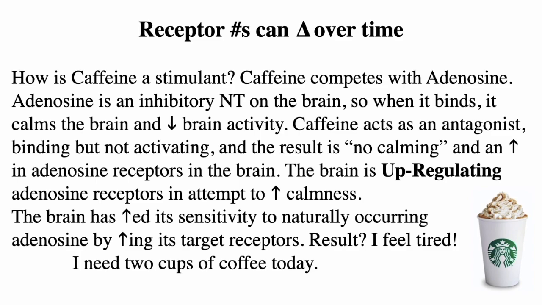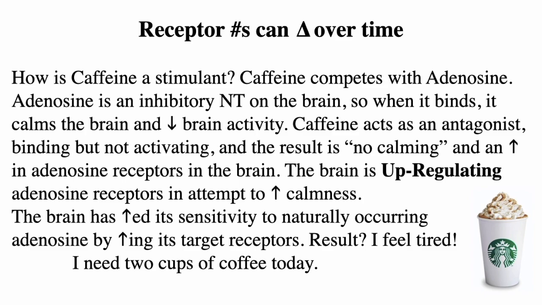So adenosine is an inhibitory neurotransmitter in the brain. When it binds, it calms the brain and decreases brain activity. Well, caffeine acts as an antagonist, fitting and binding, but not activating. And the result is no calming. It basically inhibits the inhibitor. Caffeine inhibits the inhibitor adenosine, because adenosine is an inhibitory neurotransmitter in the brain.